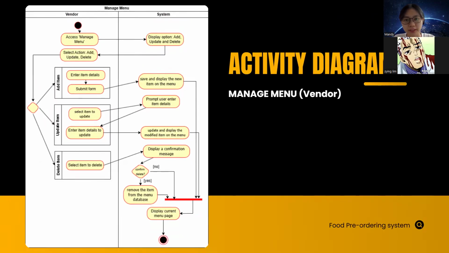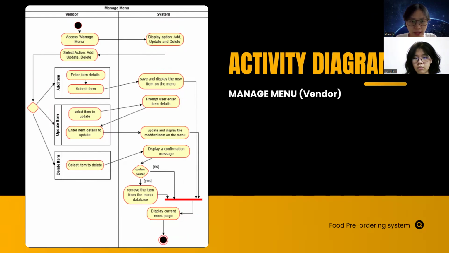Last, I will be explaining about the activity diagram, manage menu for vendor. So for vendor, first he or she needs to access the manage menu, and the system will display an option: add, update, and delete. And the vendor can select the action. So first, if you want to add the item, you need to enter the item details and submit the form, and the system will save and display the new item on the menu.